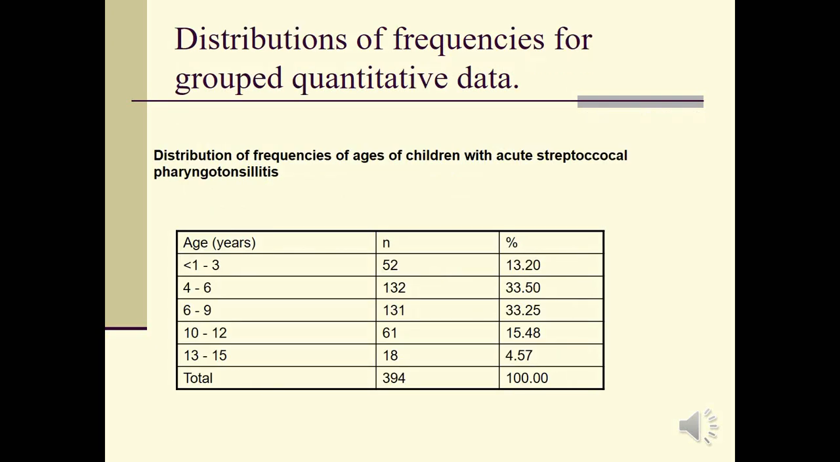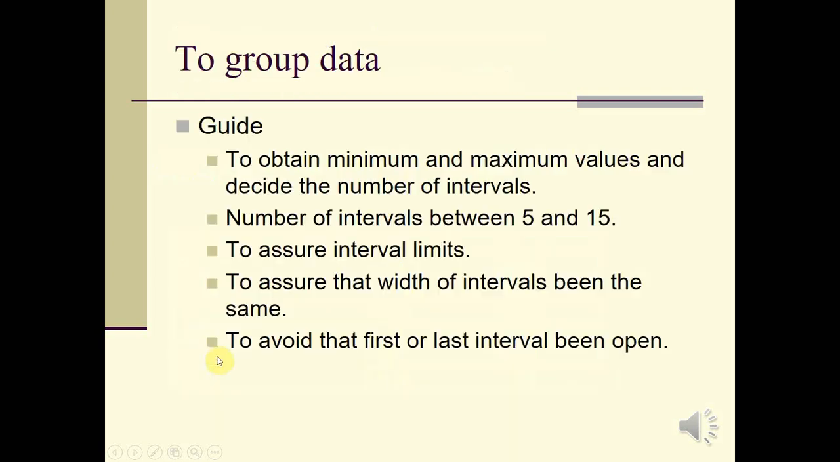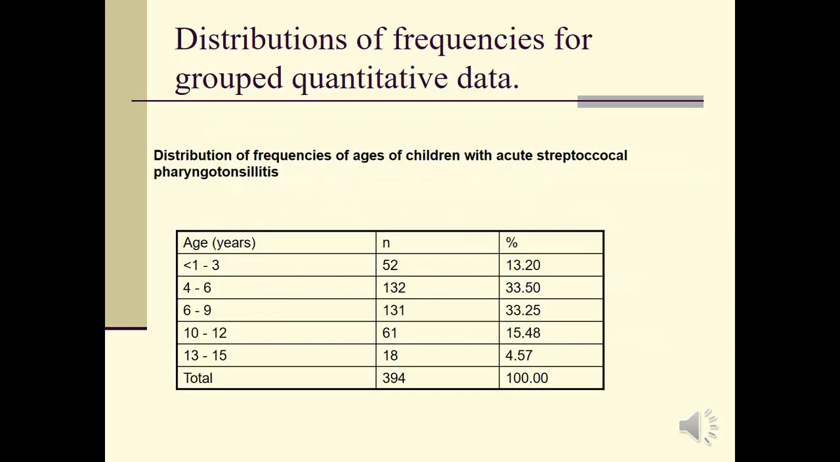Sometimes the data must be grouped, like we have to group the age of patients from less than 1 year to 1 year. We put the number or frequency of this age group and its percent. Then the second age group is 4 to 6 years. We put its frequency and percent, and then each age group till 13 to 15 years, and we put its frequency and percentage.